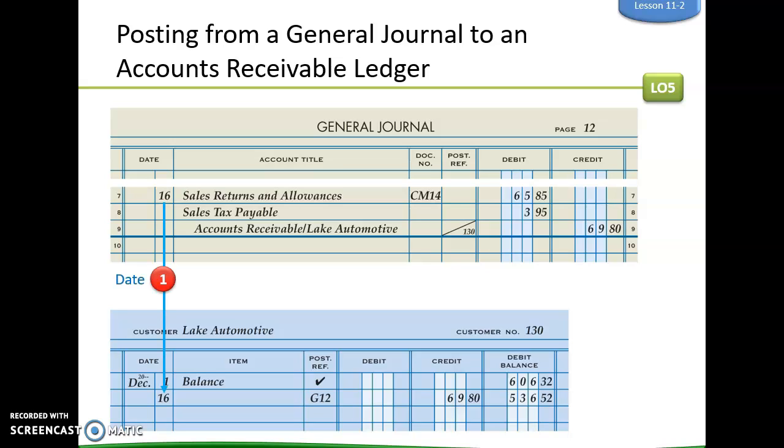We're going to go back to it by what we can see has been post-referenced. So here you can see, for the subsidiary account, we have Lake Automotive. This is the accounts receivable ledger. The general ledger would be accounts receivable, but this is the specific subsidiary account that makes up that controlling account. So we're going to credit Lake Automotive because that is the subsidiary account, and the normal balance in that account is debit. So if we are going to reduce the amount, we need to credit that.